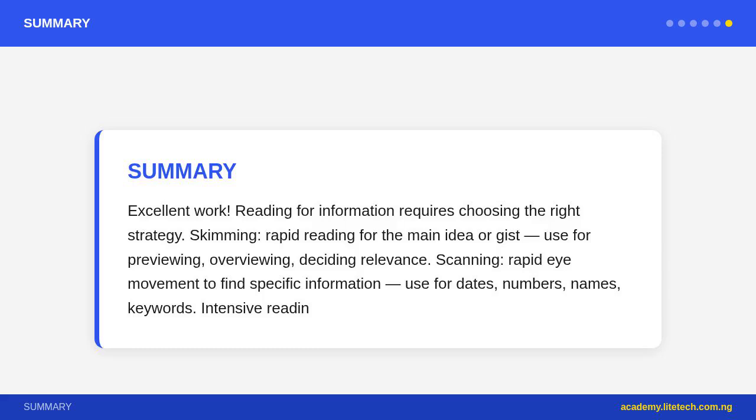For homework, select any newspaper article. Apply all three reading strategies in sequence: skim for gist for 30 seconds, scan for three specific facts and name the facts you found, then read intensively for 5 minutes and write 5 key points from the article in your own words.